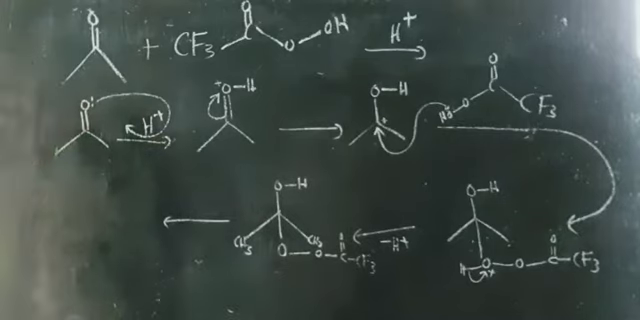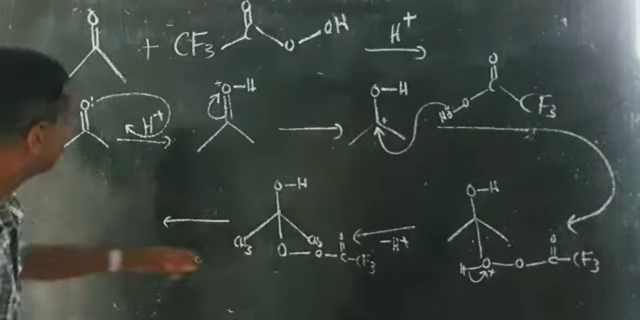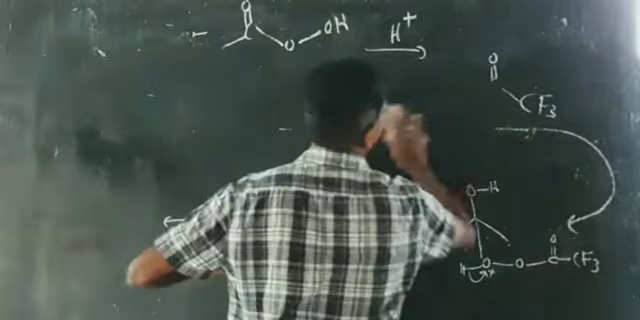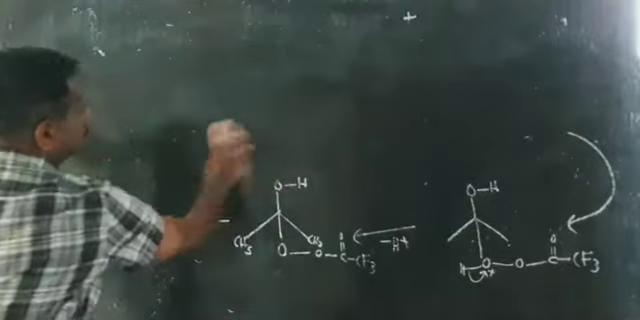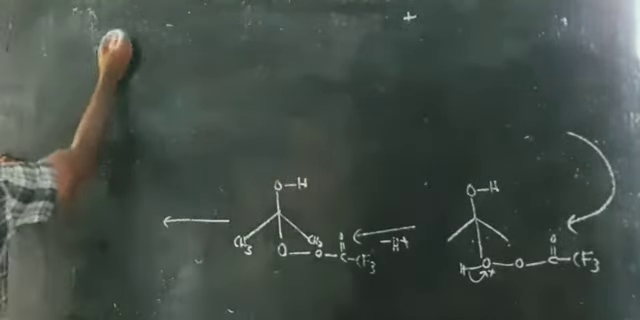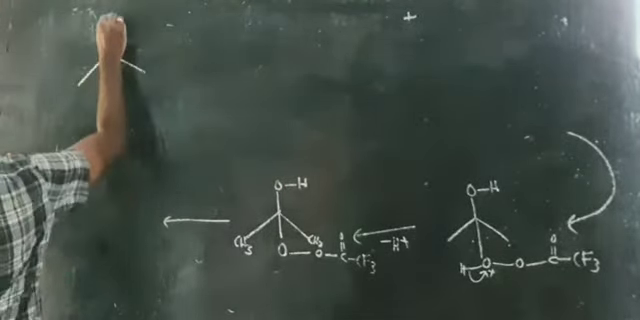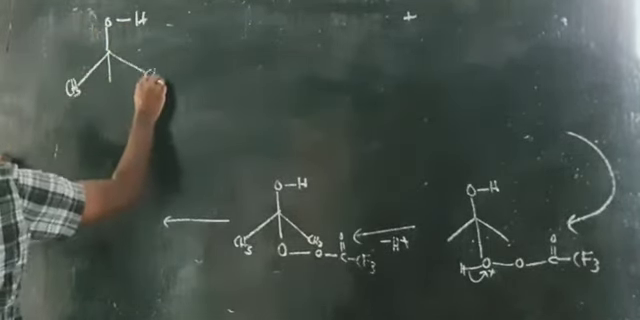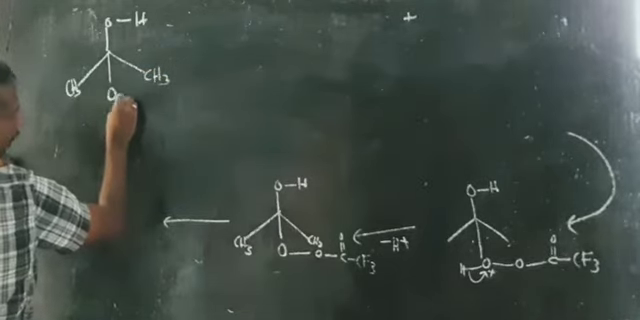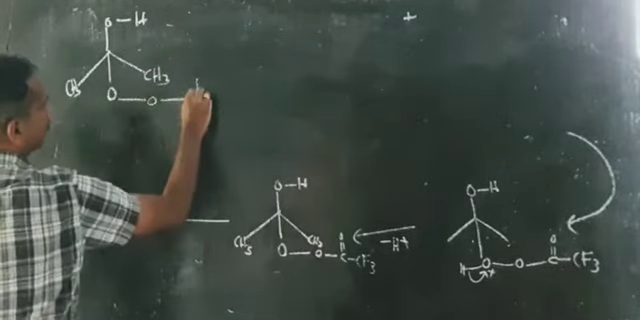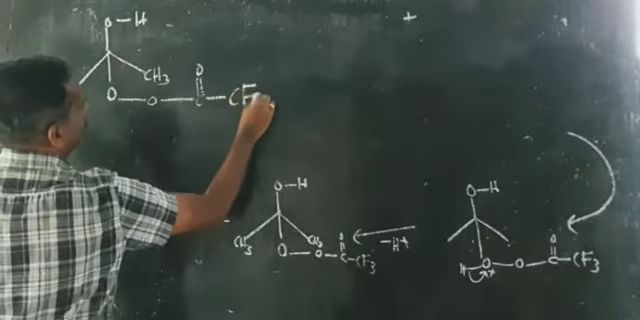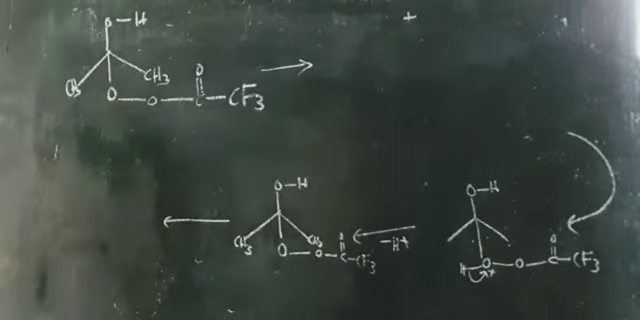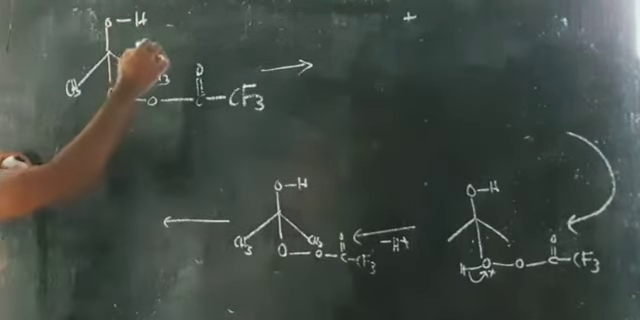In the next step, you can see that, same structure I am once again writing. Here it is like this: OH, and here it is CH3, CH3, here it is O, and here it is O, C double bond O, CF3. This is the structure. Now you can see this is a conceptual mechanism. Look at it here very carefully.